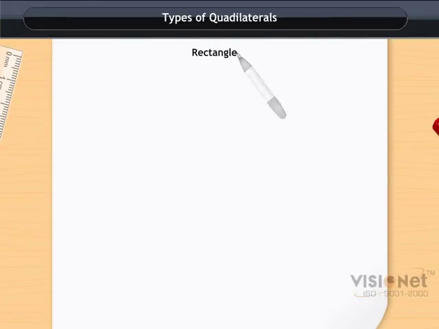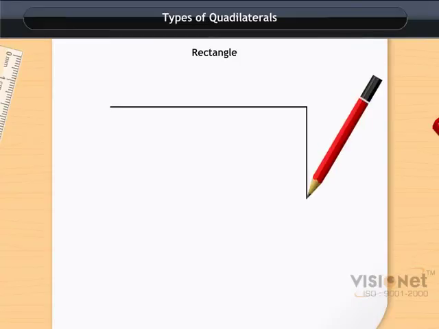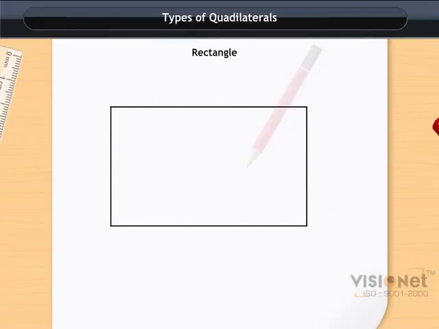A rectangle is a parallelogram whose opposite sides are equal and one angle is a right angle. In this rectangle, AB is equal to CD and BC is equal to AD.